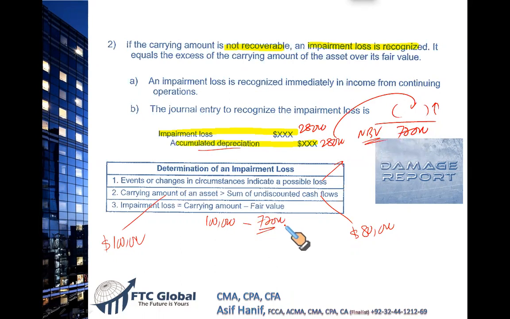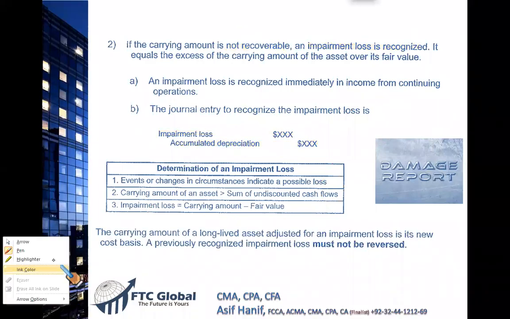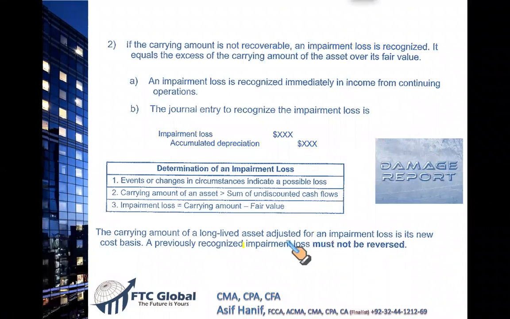That should be the new basis. Remember, US GAAP is very, very stringent. Once you write off this loss of 28,000, even if the price of the asset goes up, if the fair value goes up, you cannot reverse the impairment loss. A previously recognized impairment loss must not be reversed.